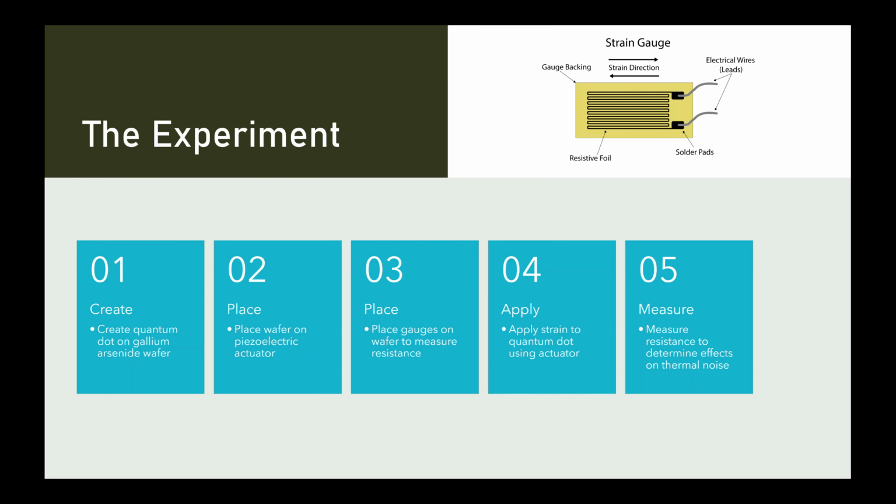So what do we need to do? We need to create a quantum dot on a gallium arsenide or silicon wafer. We need to place that wafer in a piezoelectric actuator. We need to place gauges on the wafer to measure resistance, and we need to apply strain to the quantum dot using the actuator. Then we need to measure the resistance to determine the effects on thermal noise.